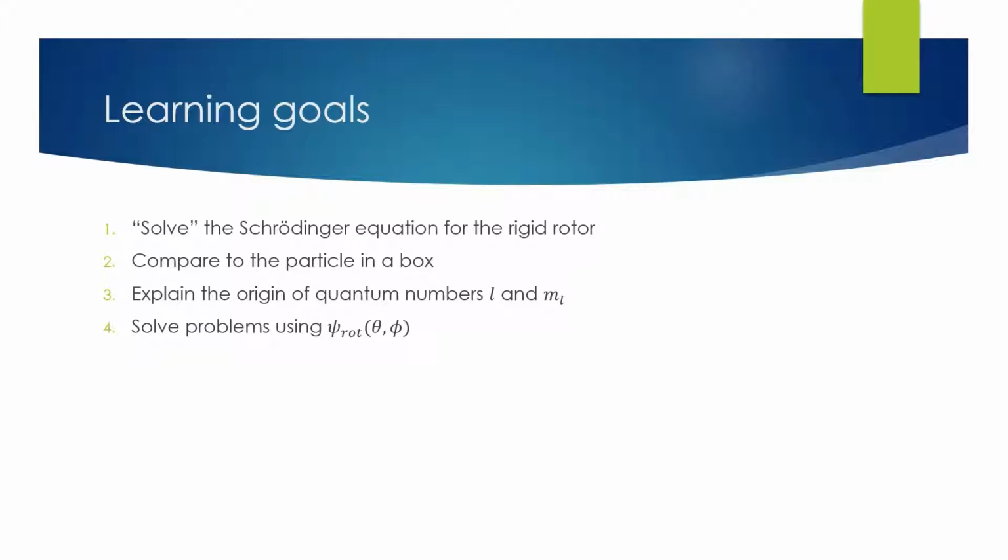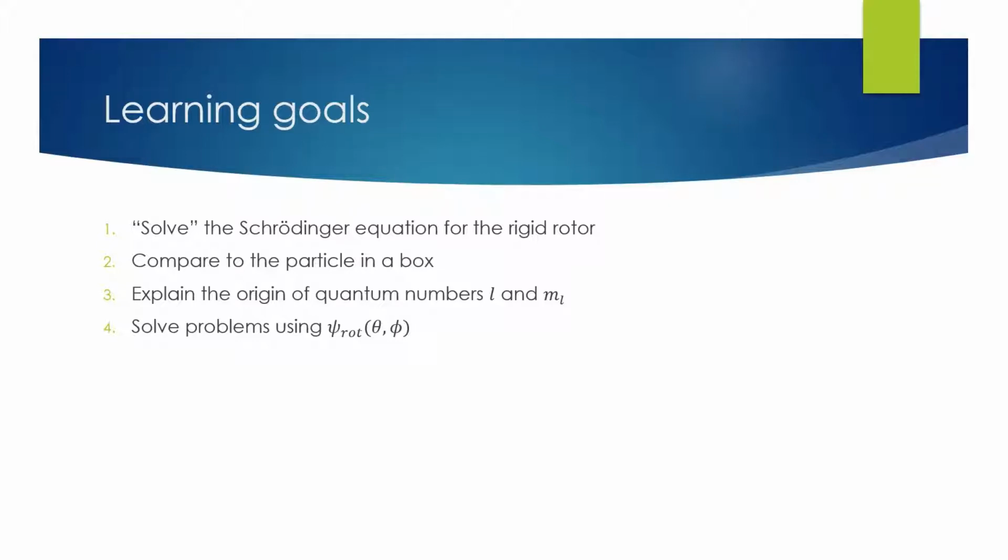We can make comparisons, as always, to the particle in the box, and we're going to see the quantum numbers L and M sub L come out here. We use different quantum numbers than for other things like vibration to distinguish between the two. And we'll want to be comfortable working with the wave functions we get at the end of the day.